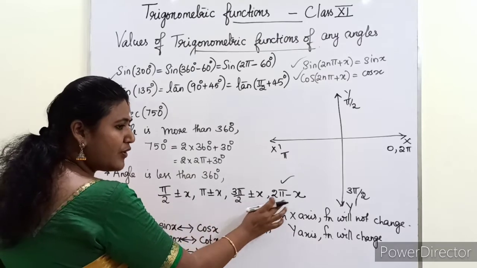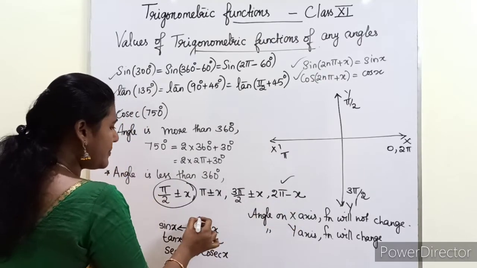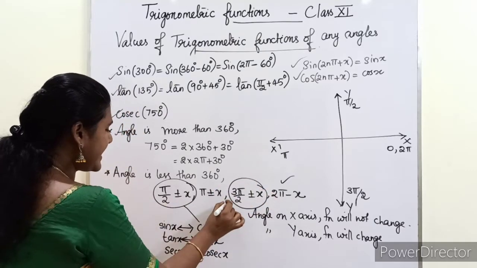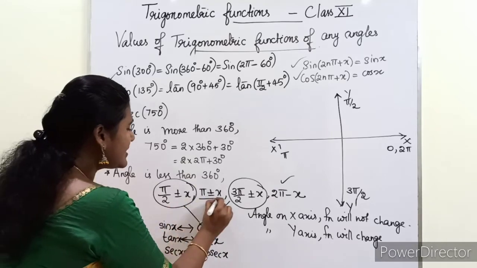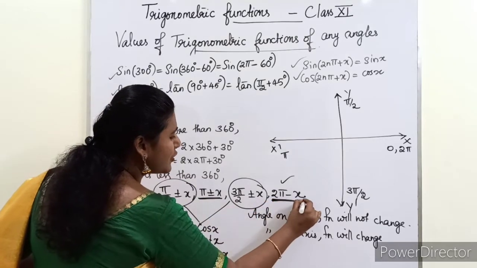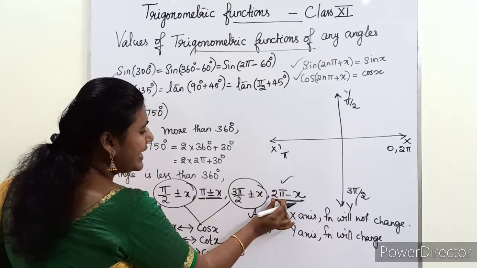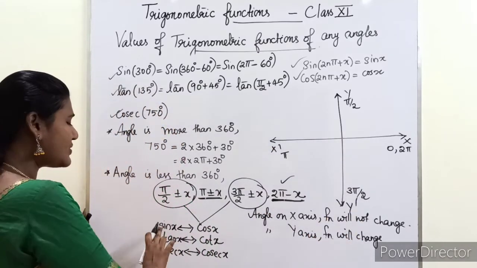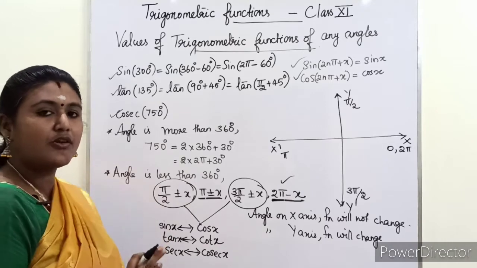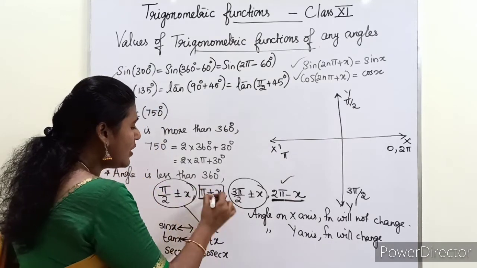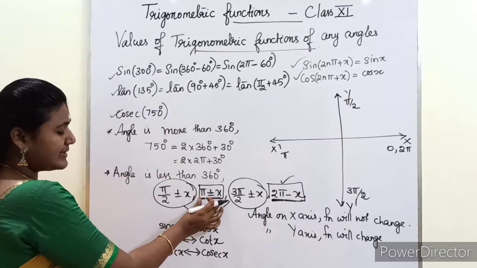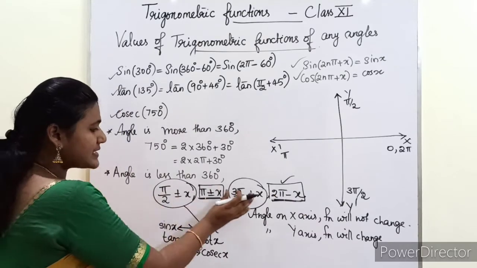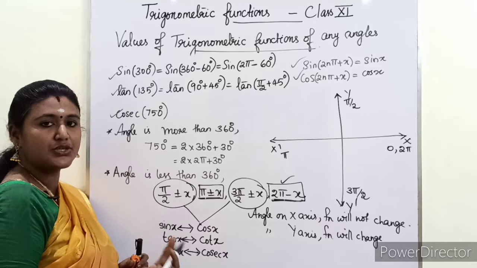So out of these four ways, in pi by 2 plus or minus x and 3 pi by 2 plus or minus x, in these two cases the function will change into its co-function. And what about pi plus or minus x and 2 pi plus or minus x? Here, if you see, the angles pi and 2 pi lie on the x-axis. So for angles on the x-axis, the function will not change. Sin will be sin, cos will be cos. So the trigonometric function will not change for these two expressions. If you express the angle like this, pi plus or minus x or 2 pi minus x, the function will not change. If you have expressed it in this form, then the function will change into its co-function.